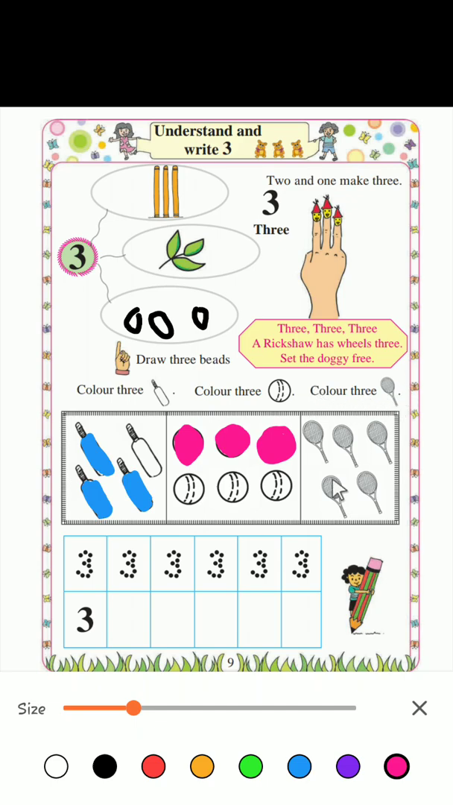Color 3 bats. Here there are 1, 2, 3, 4, 5 bats. We need to color only 3 bats. 1. You will color properly. 2, 3, and write number 3 here.